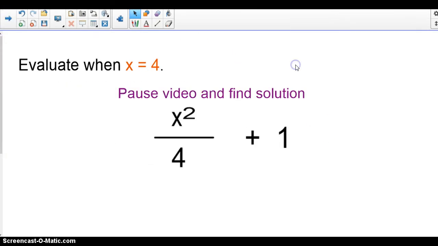At this time, I want you to take a moment to pause the video. I want you to evaluate, I'm still keeping x equal to 4, and we've got x squared divided by 4 plus 1. So I want you to pause the video, rewrite this equation into your notes, and see if you can come up with the correct solution.